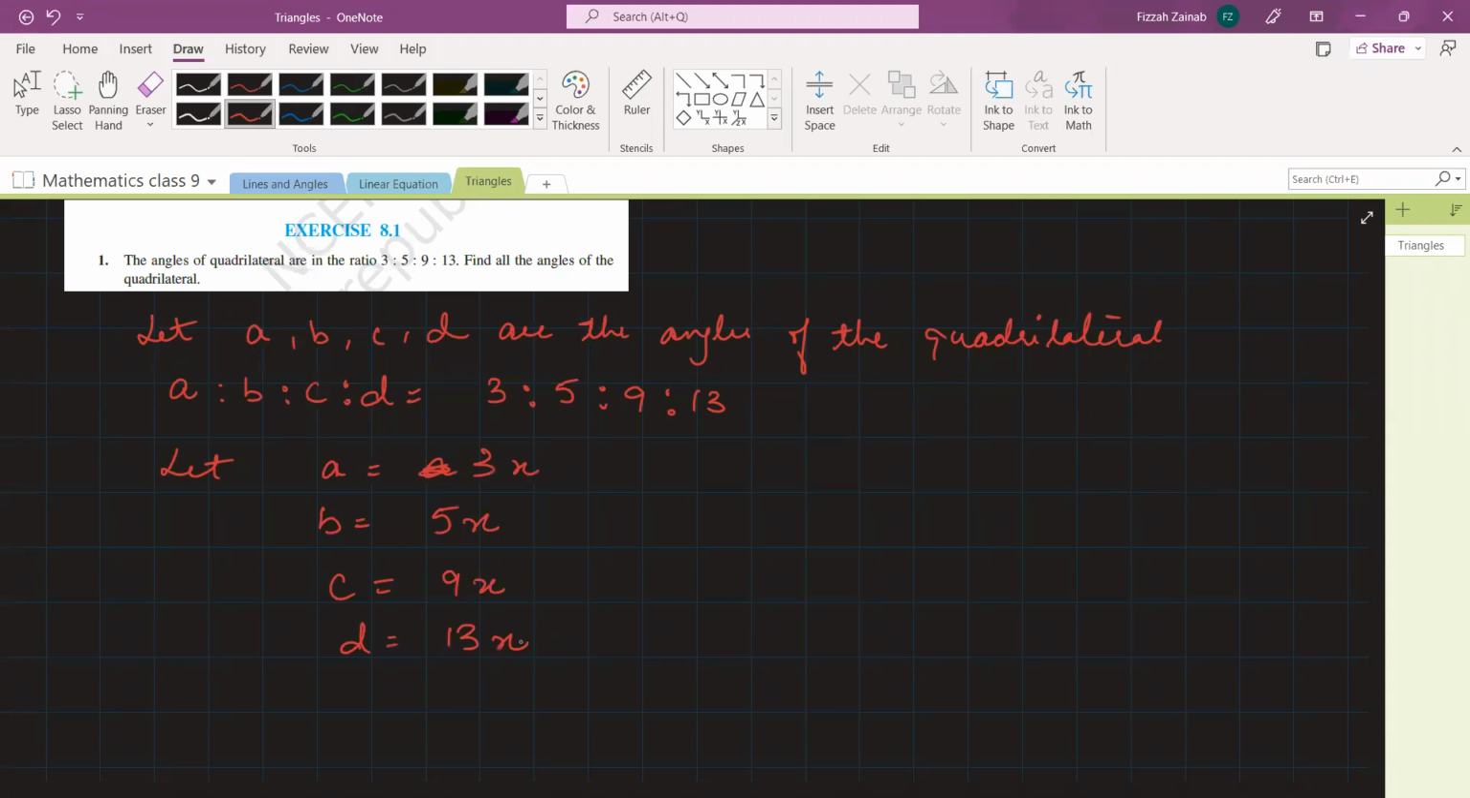Yes, ma'am. Okay, it's because it's the ratio which is given, not the exact angle. Right. Now we know that the sum of the angles of a quadrilateral is 360 degrees. I have discussed it, right?